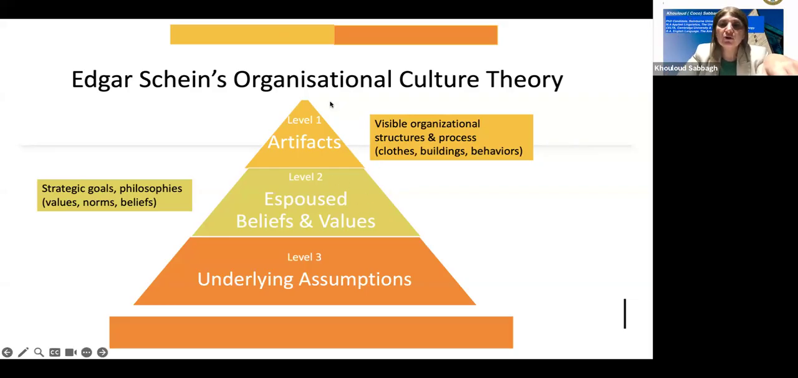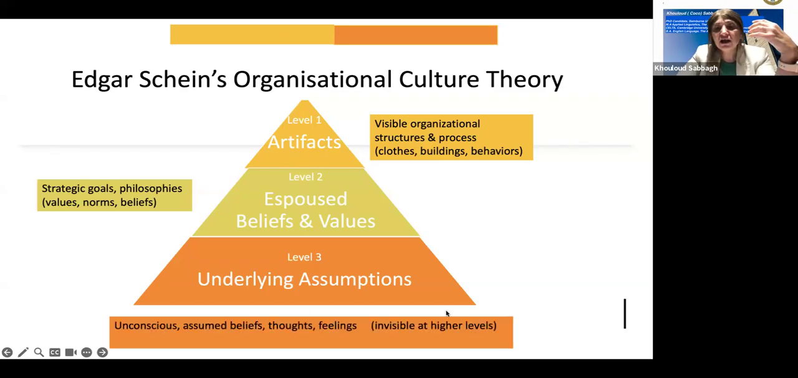So you've got your visible organizational structure, your procedures, your process. You've got your goals, your philosophy, which is your values, your norms, and your beliefs. And your underlying assumptions are usually your thoughts, your feelings. They're very invisible. Nobody knows them, right? We don't always walk around telling people what we think at work. Well, maybe you do, but in general, there's things we keep privately to ourselves. So this is where strategy falls in the organizational culture theory. It's right in the middle.